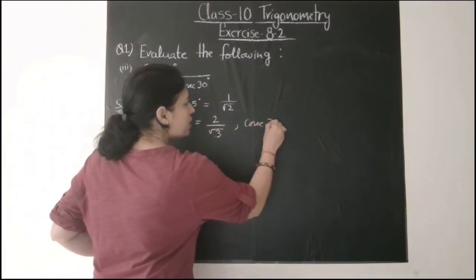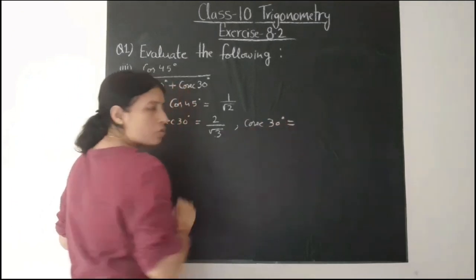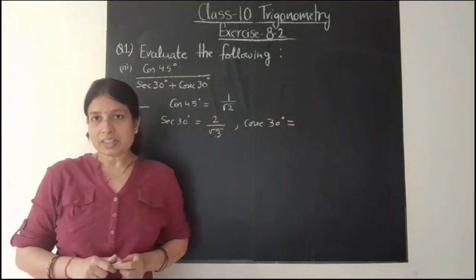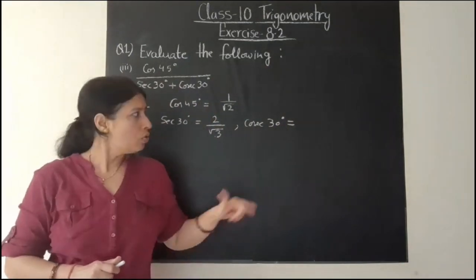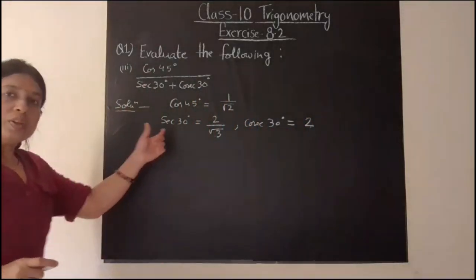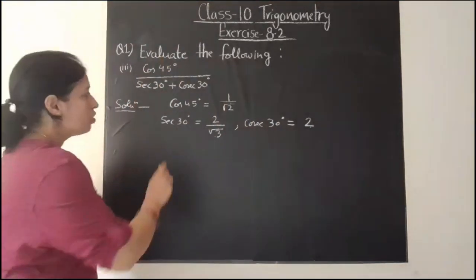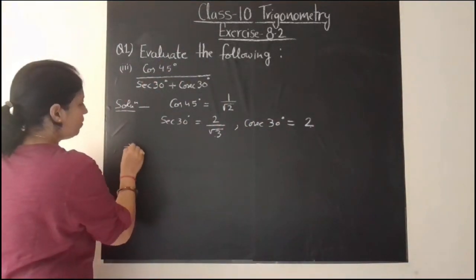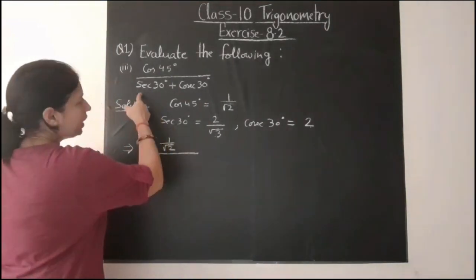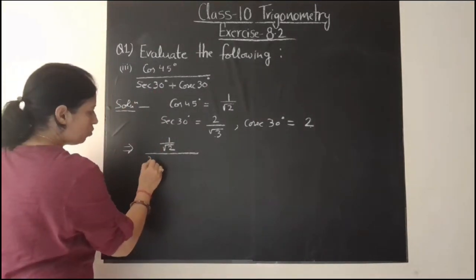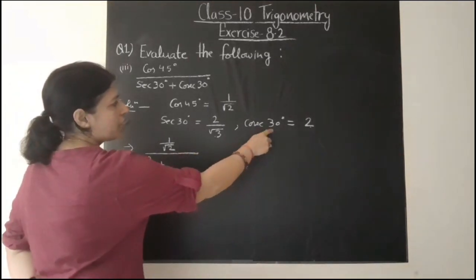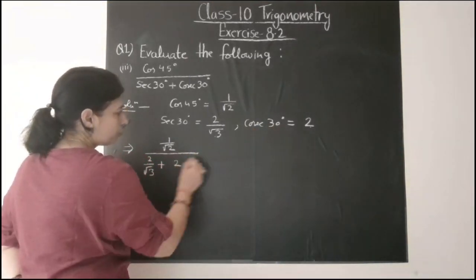And cosec 30 degree is equal to 1 by sin 30 degree. And what is the value of sin 30 degree? Sin 30 degree is equal to 1 by 2. So cosec 30 degree is equal to 2. So now we will put these values in this equation. So cos 45 degree is 1 by root 2. Then sec 30 will be 2 by root 3 plus cosec 30 degree is equal to 2.